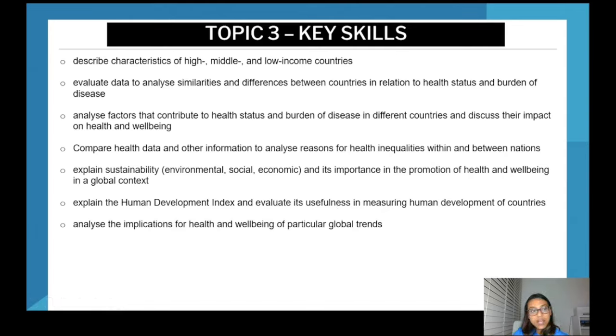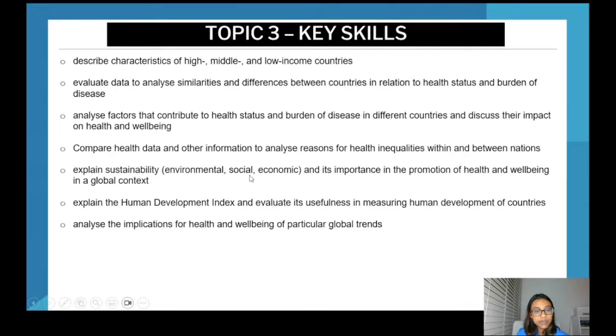So key skills: we want to be able to describe characteristics of high, middle, and low income countries. We want to be able to evaluate data. We want to analyze factors contributing to health status. And then comparing health data and other information to analyze reasons for health inequalities within one nation, so different groups within the one country, and between different countries of different levels, of high, middle, and low income countries as well.